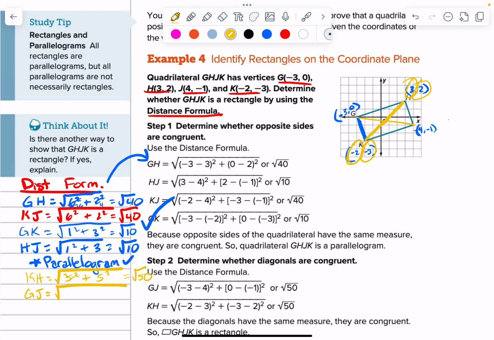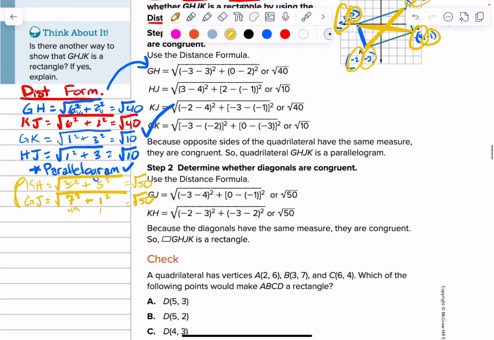Now going the other direction, I have -3 and 4, which is a distance of 7. But then I have 0 and -1, which is a distance of 1. So I have 49 plus 1, which is also the square root of 50. So my two diagonals are the same length, and from checking these two, now I know that he's not just a regular old parallelogram. He is, in fact, a rectangle. Check.